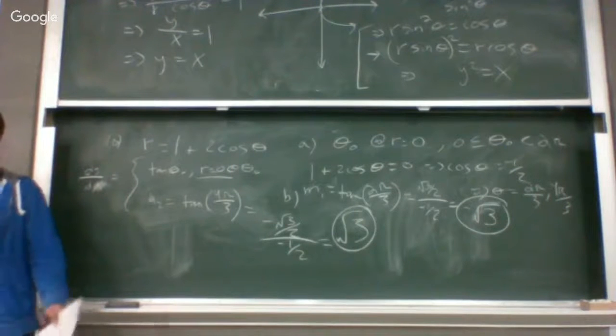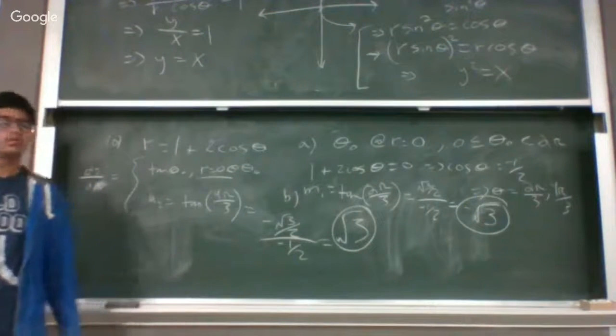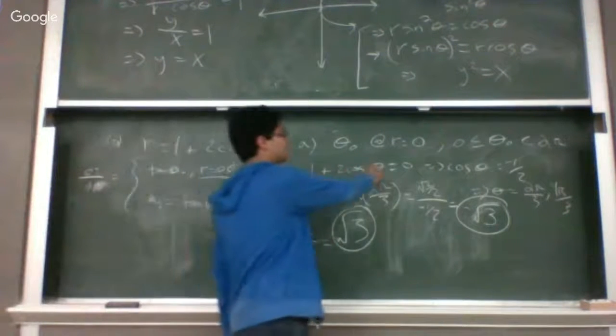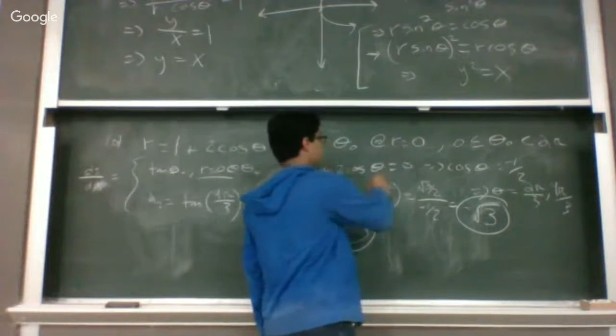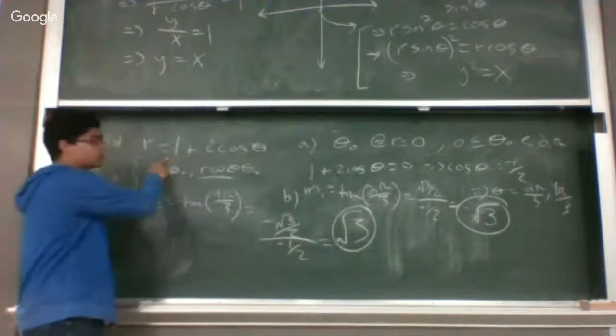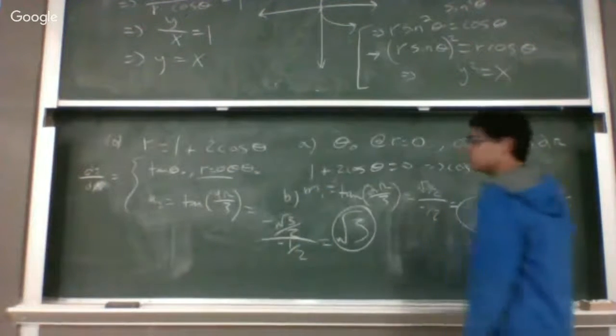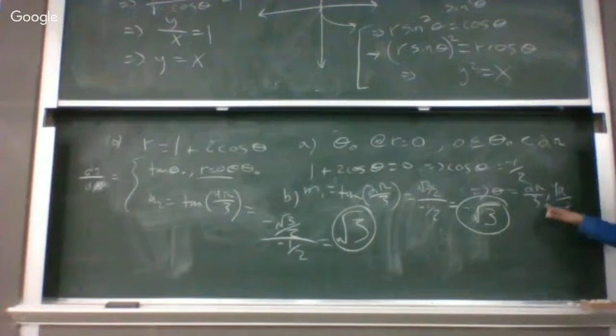Could you explain? Okay, yes. Are you in part A or part B now? This is part B. For part A, we're just supposed to find theta at r equal to 0. And we set the equation for r equal to 0, so cosine is equal to negative 1/2. And that happens at two theta values, 2 pi over 3 and 4 pi over 3.